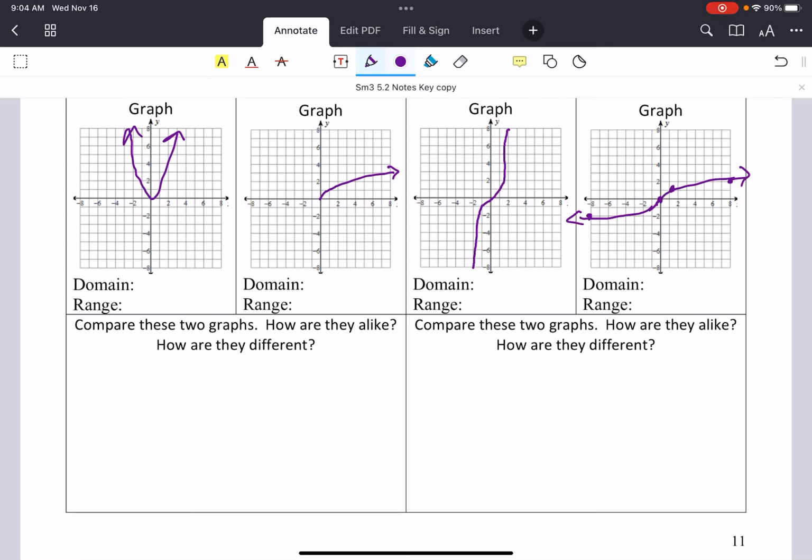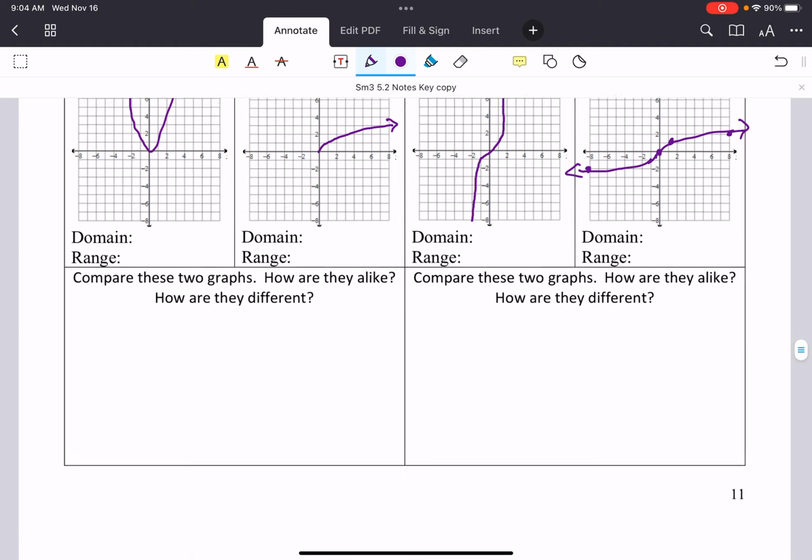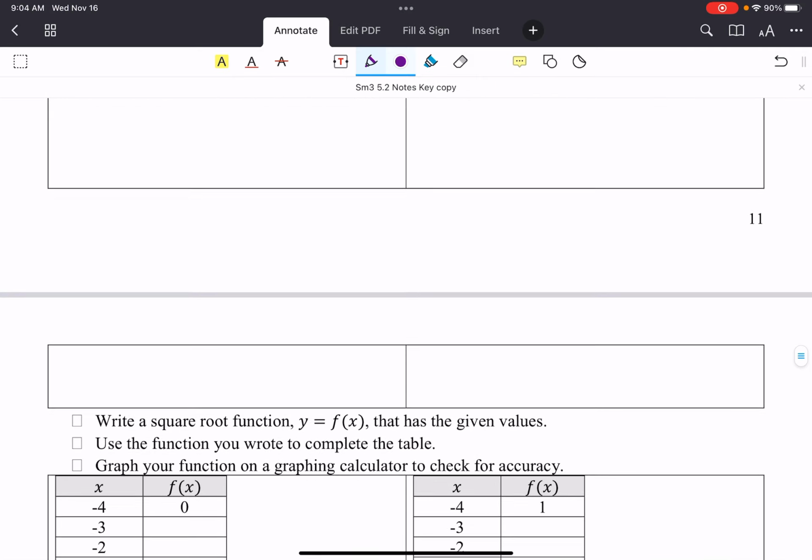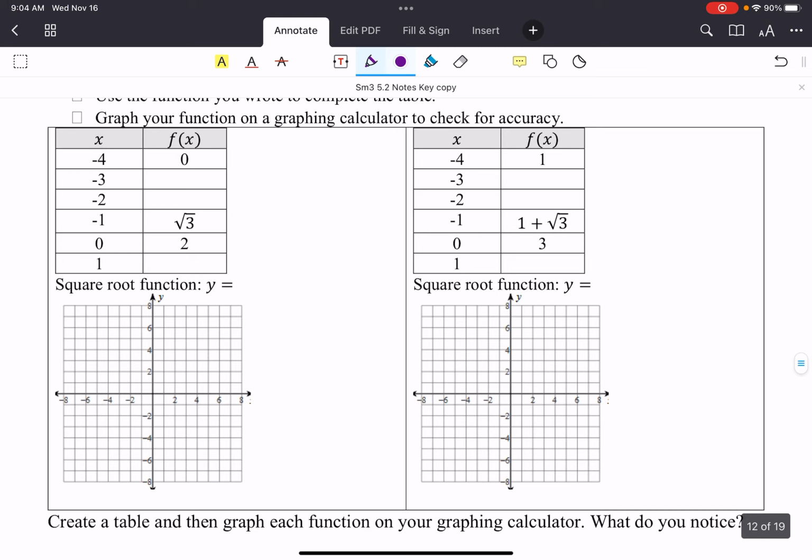Show me with your hands. What does it look like? So this is squared. Now go to square root. Yeah, same with the cubed, right? Cubed root. Okay, so it's like they're laying down. Let's move on.